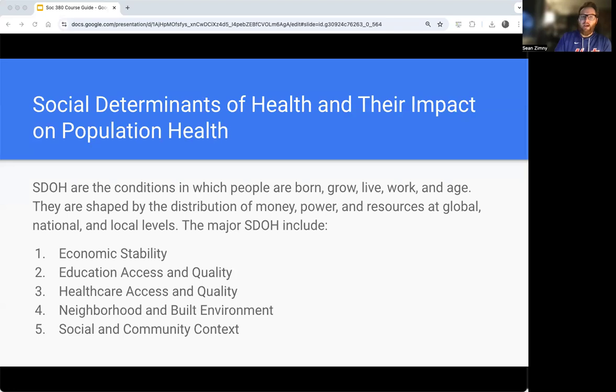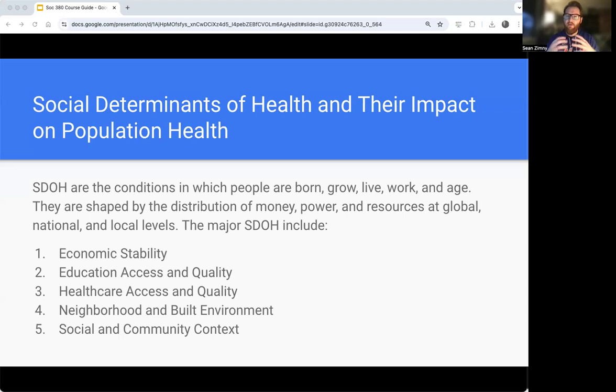Just a couple of last things here. When we think about the social determinants of health and their impact on population health. So the social determinants of health, that's what SDOH down there stands for, are the conditions in which people are born, grow, live, work, and age, and they are shaped by the distribution of money, power, and resources at global, national, and local levels. So we know that, right? You've seen that in the readings. I was just talking about that.